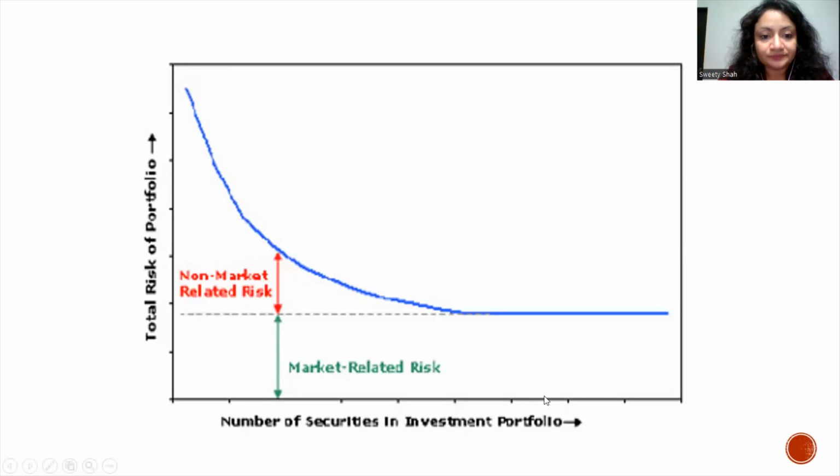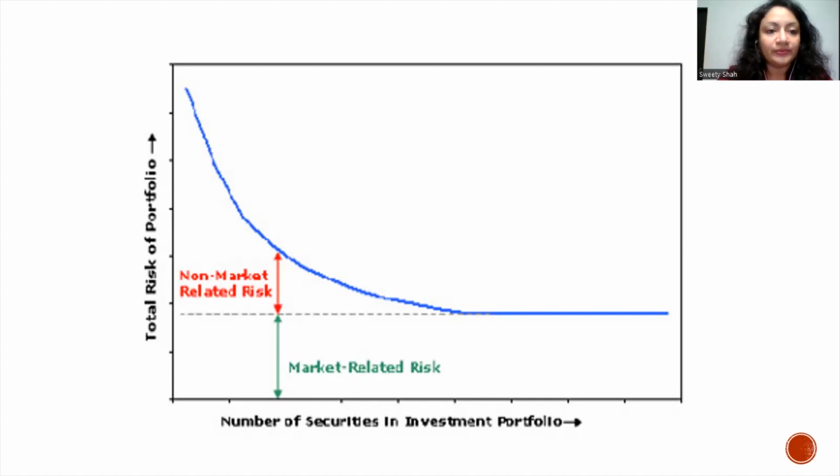Just look at over here. Here, the x-axis is representing the number of securities in the portfolio, and the y-axis is representing the risk of your portfolio. Now, you can see there is one line parallel to the x-axis, which is representing the systematic risk or the market-related risk. That means whenever certain things occur, at that point in time, it is going to impact all your investments, and systematically, it is going to impact the economy as well.